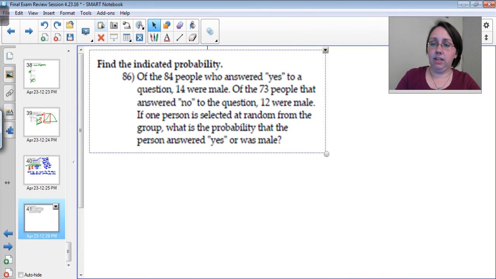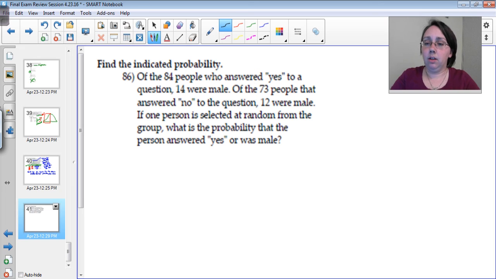All right. Find the indicated probability. Of the 84 people who answered yes to a question, 14 were male. Of the 73 people that answered no to the question, 12 were male. If one person in this group is randomly selected from the group, what is the probability the person answered yes or was a male? Now, there's a lot of information there. Anybody have a suggestion on how we should organize this?